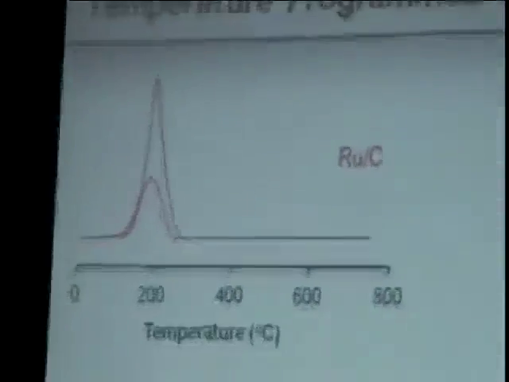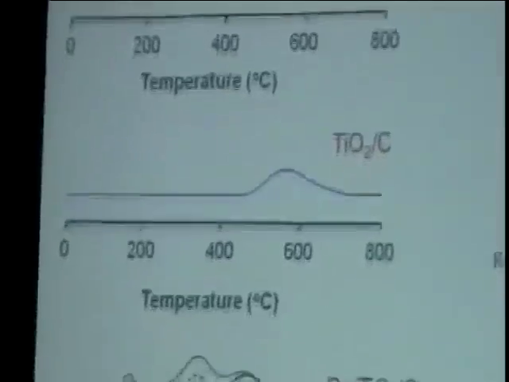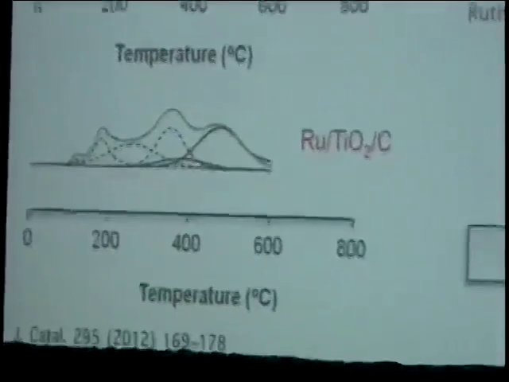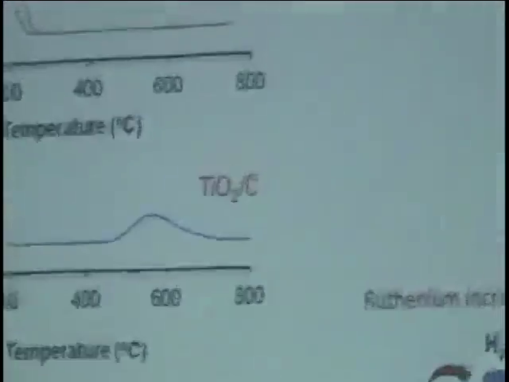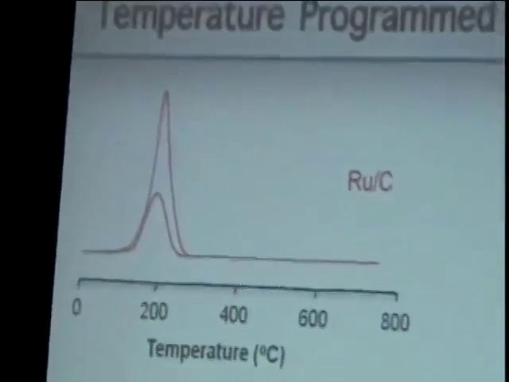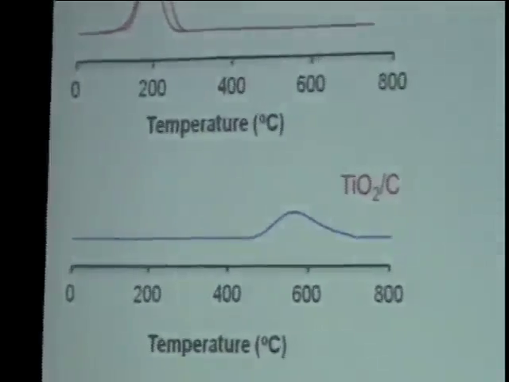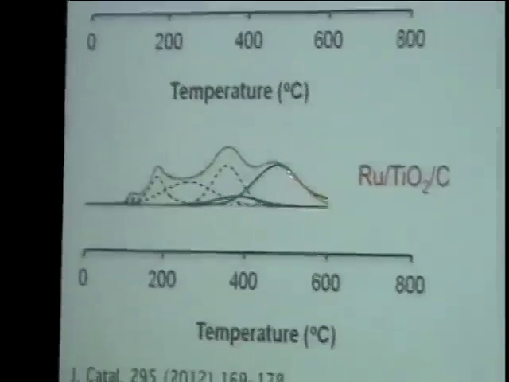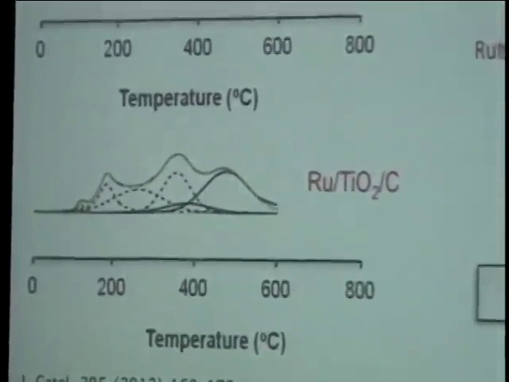So one thing that we have realized is that in order to be reducible, the support needs a metal and hydrogen. So ruthenium by itself reduces relatively easily, and titanium, when the temperature is high enough, you can have some reduction, particularly in this case when it's supported on carbon. But when you combine ruthenium and titanium, you observe now that the reduction of titanium has moved to lower temperatures.